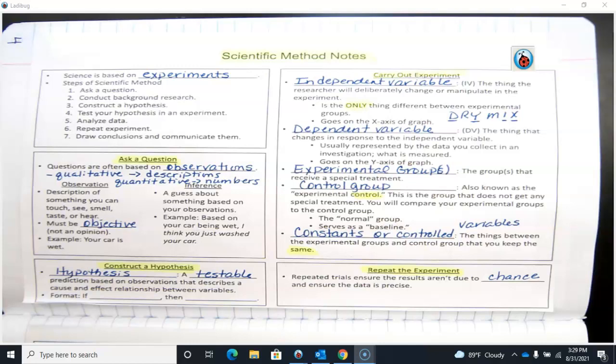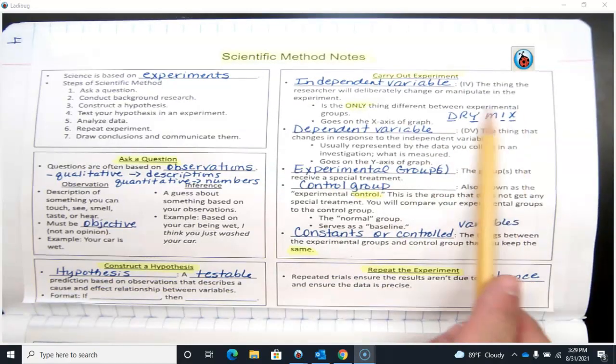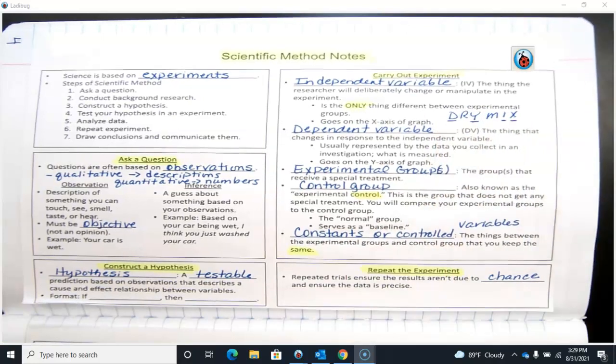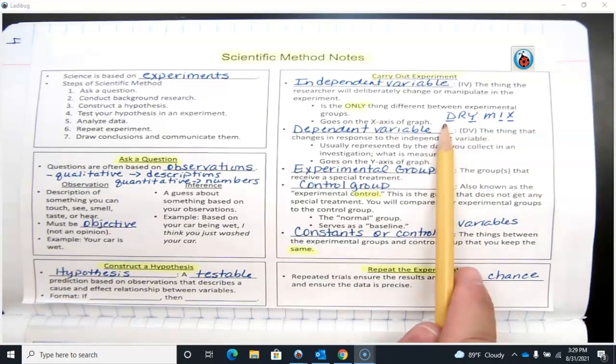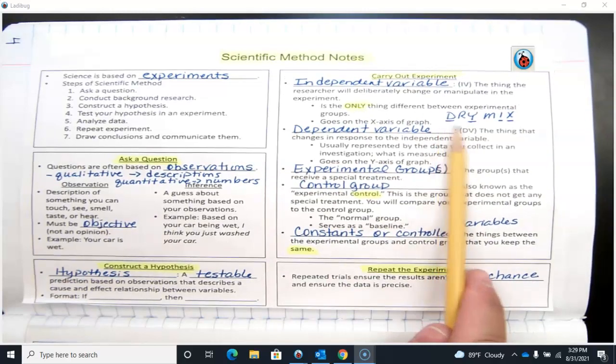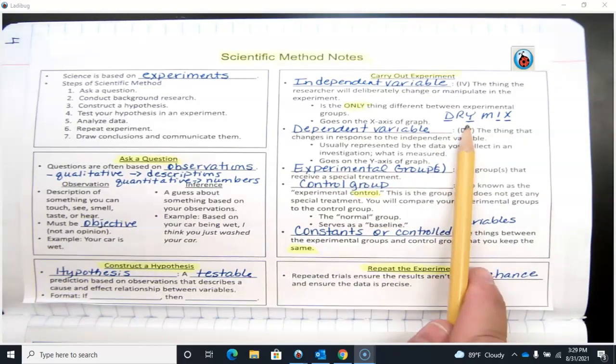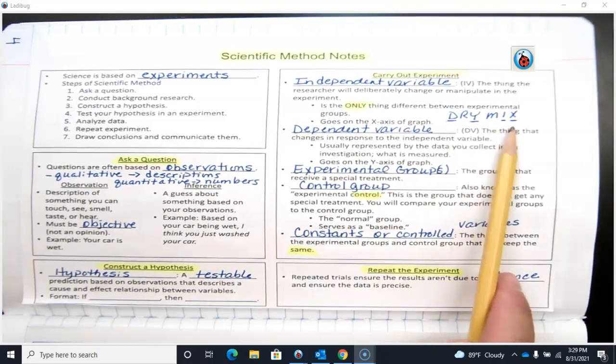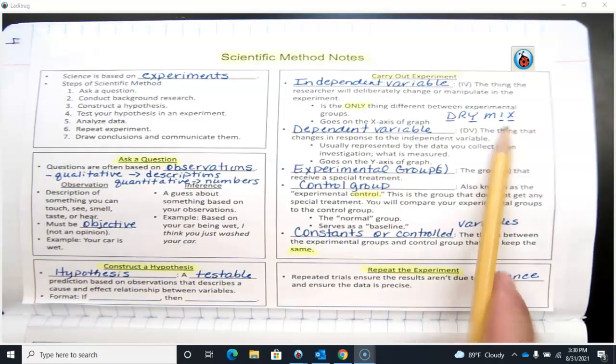The way to remember that about graphing is if you remember DRY MIX. The D in DRY is representing the dependent variable, and it will go on the y-axis. The I in MIX is representing the independent variable, which goes on the x-axis.